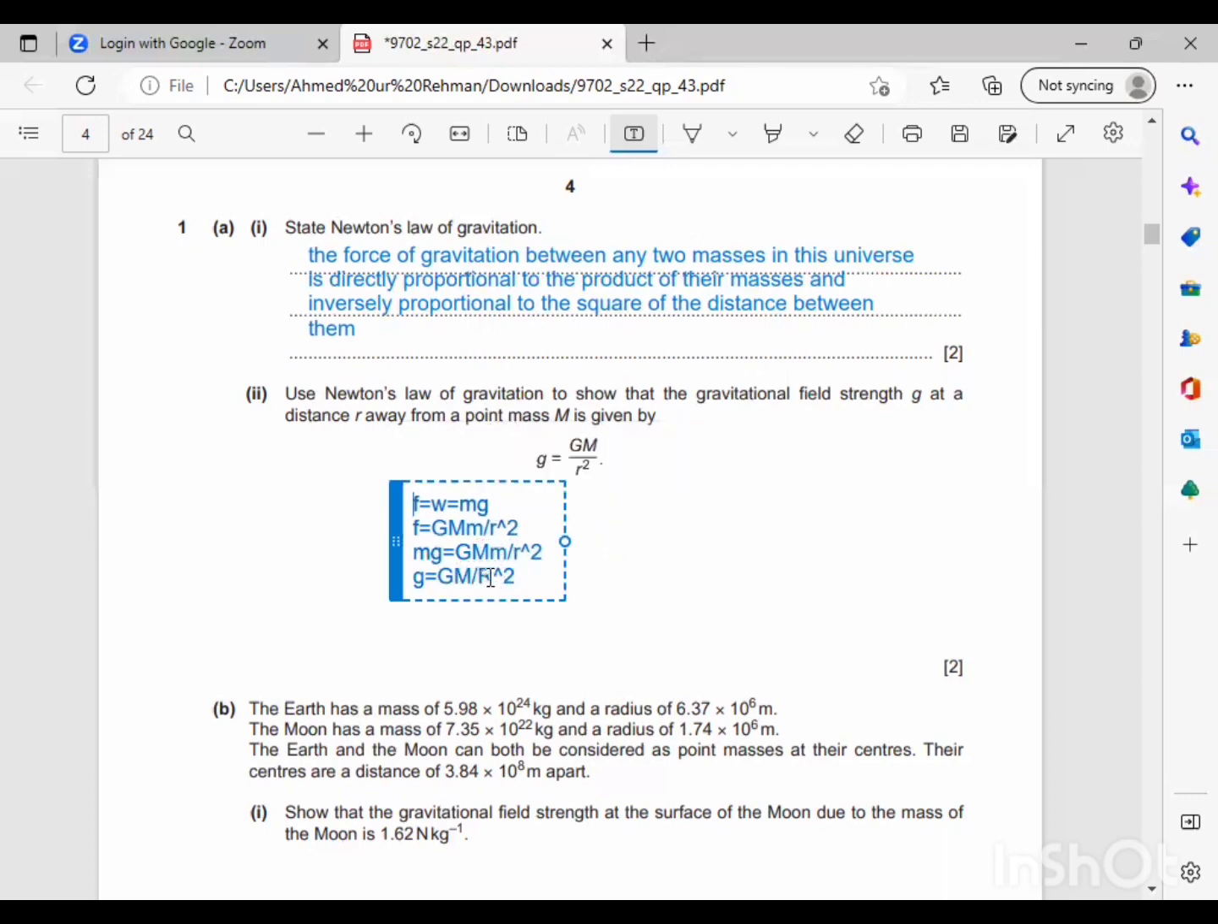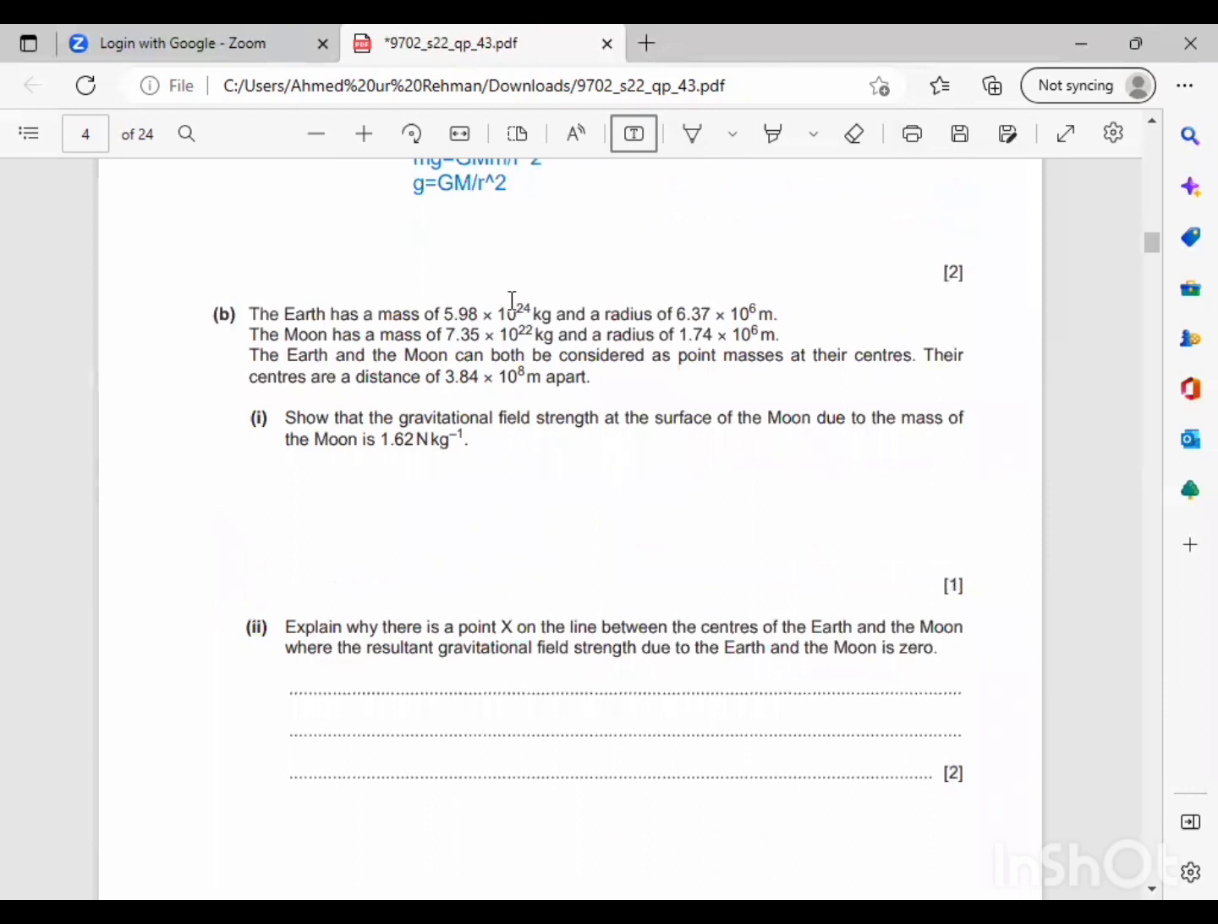Okay, so this is it for this part. Then let's move on. What are they saying? The Earth has a mass of 5.98 into 10 to the power 24 kg and a radius of 6.37 into 10 to the power 6 meter. They have given you the mass and radius of Earth, same goes for the moon, and they have also told you that their centers are at a distance of 3.84 into 10 to the power 8 meter apart.